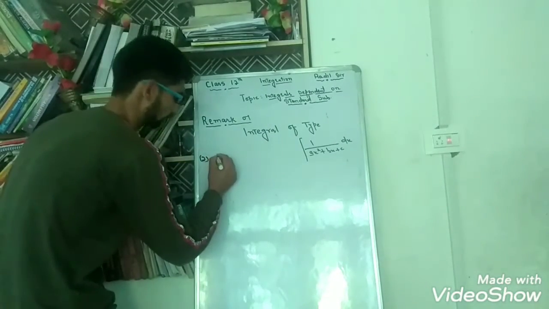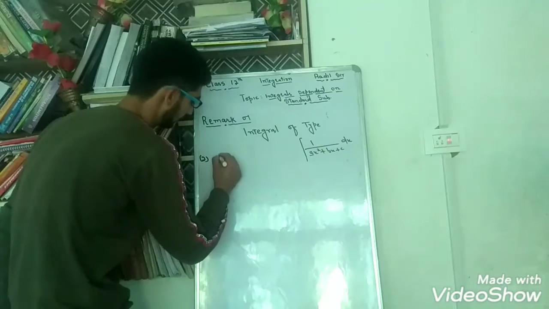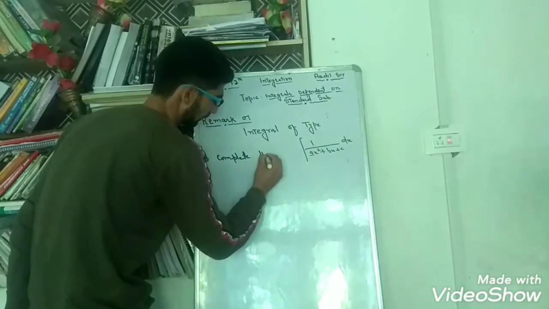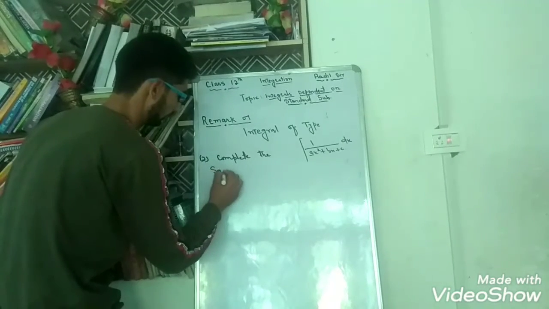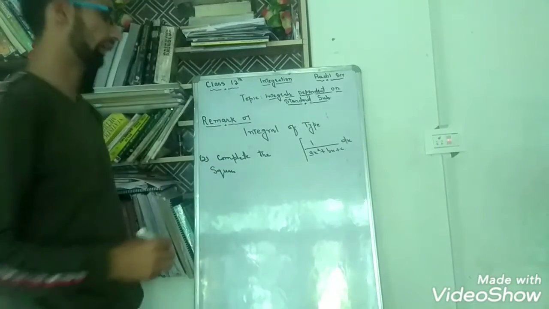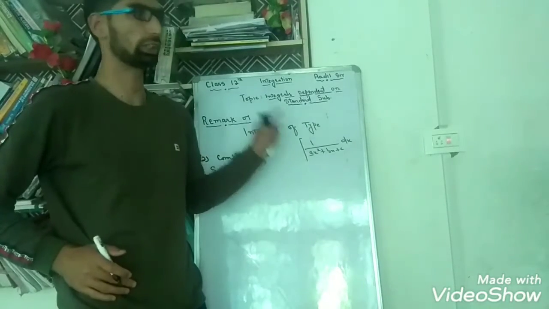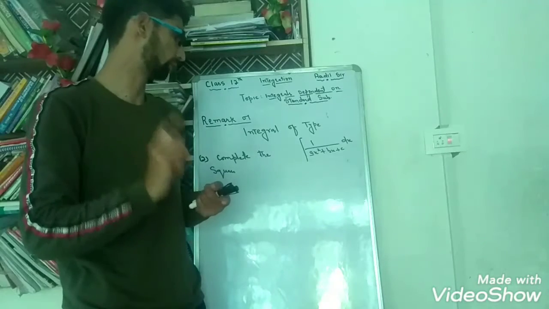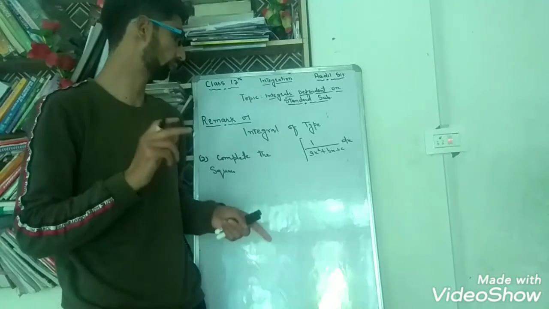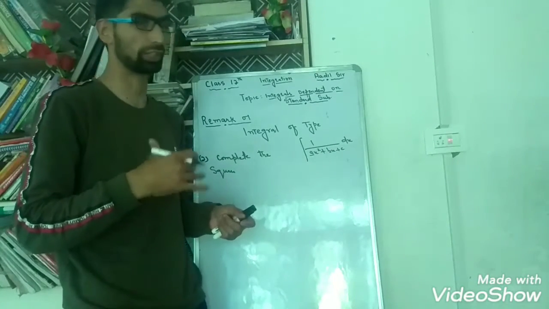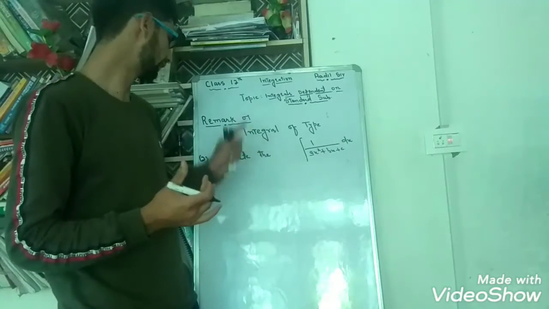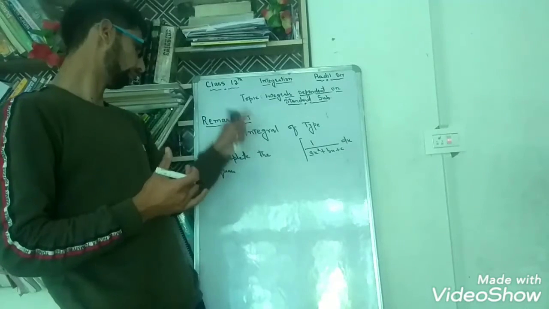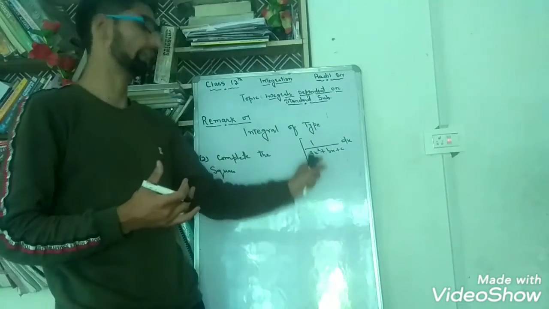Now complete the square. We know that for the factorization of the general quadratic equation, we have three methods. First one is splitting of the middle term, the second is the general quadratic formula, and the third one is the completing the square method. The method of completing the square, we will follow that method here.